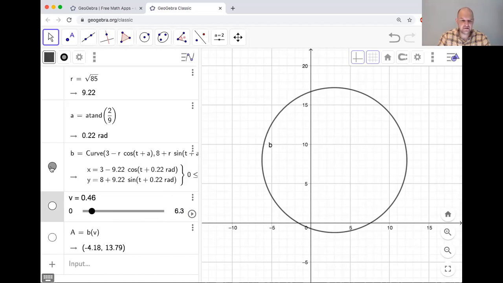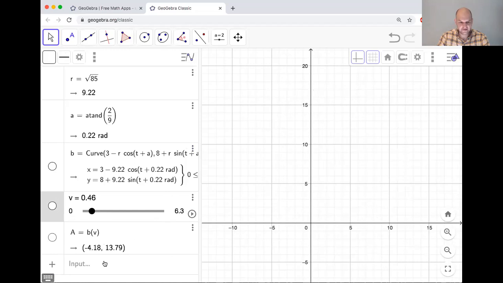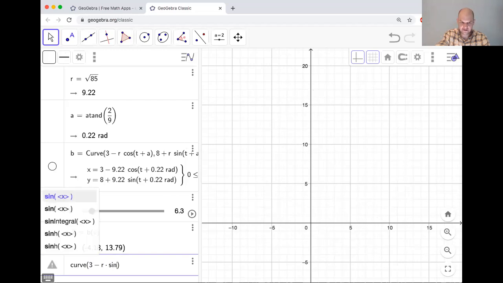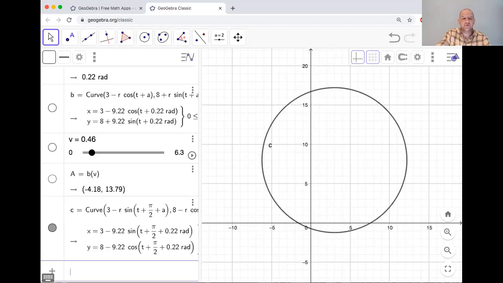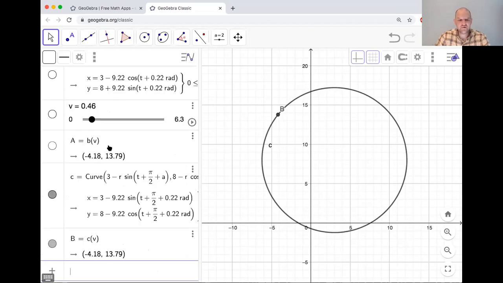So I'm going to hide all of this. Should I duplicate this? No, I think I should just type it again. Curve 3 minus r times sine of t plus pi over 2 plus a, so that's our offset. And then 8 minus r times cosine of t plus pi over 2 plus a, comma, t, comma, 0 to 2 pi. And then we'll really know what's happening when we do c of v, and we go to 0. At 0, we're at negative 6, 10, which we should be. And if we hit play, we're going clockwise.